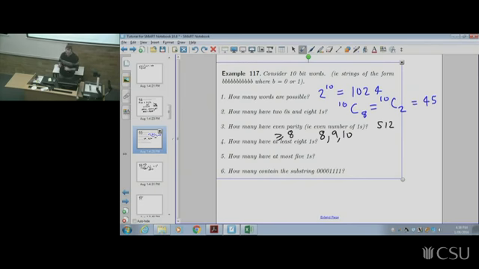And like question 2, that means I want to choose 8 of them. That's one option. Or I want to pick 9 of them. That's another option. Or I want to pick all 10 of them to be 1. So they're my 3 different cases. Work them out separately, sum them up, and you get 56.